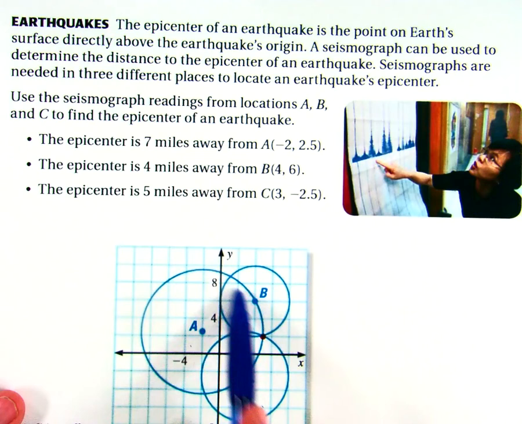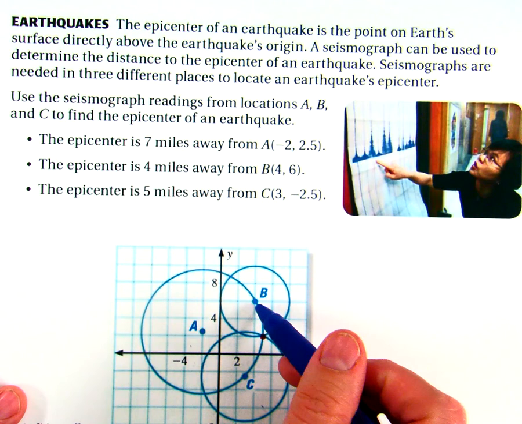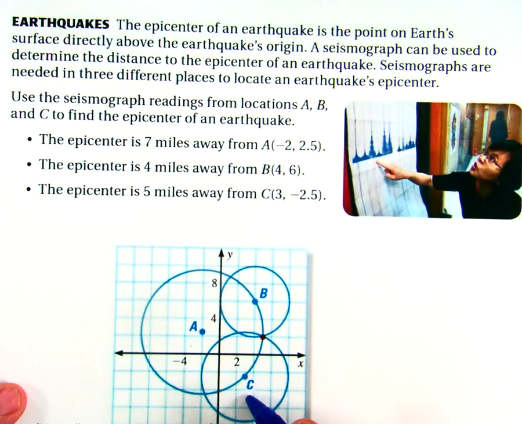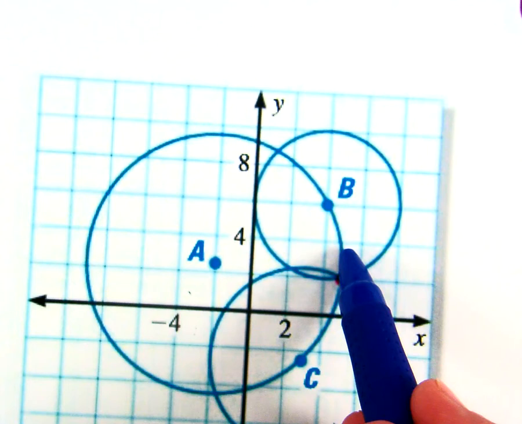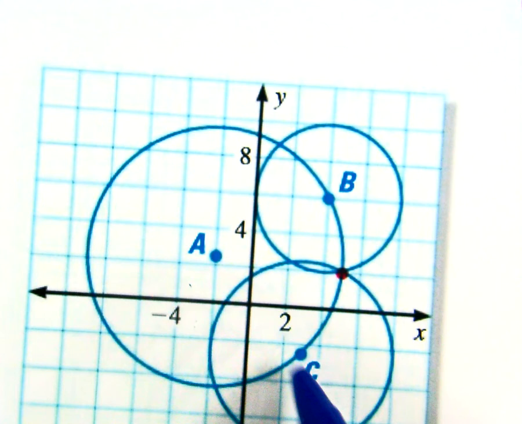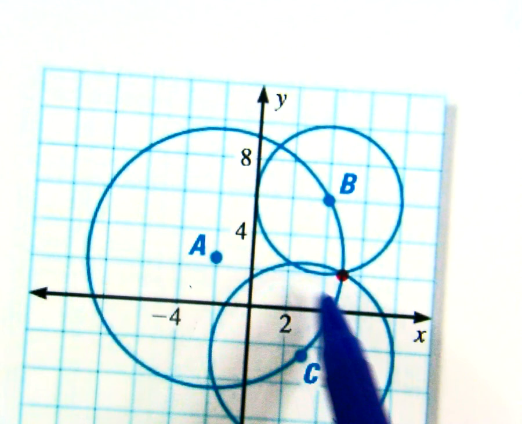The epicenter is 4 miles away from the seismograph at station B, a 4 mile radius, and 5 miles away from the seismographic station at C. So when you look at this, when you have any two circles, unless they're just perfectly touching, they're going to touch in two places. A and B intersect here and here. A and C intersect here and here. B and C intersect at these two points. All three of them intersect at this one point. That's where the earthquake was. That's the epicenter of the earthquake.